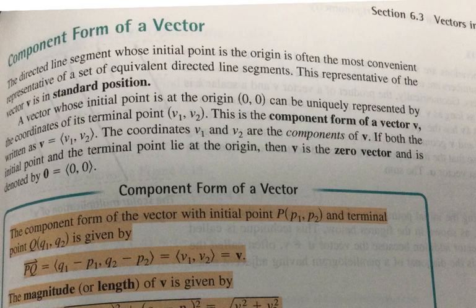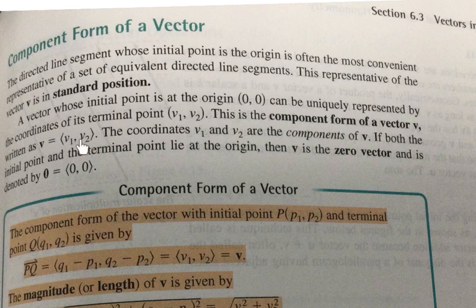It is often the most convenient representative of a set of equivalent directed line segments. So what they're saying is when one of your points is the origin, it makes our life easier. When we have one point start at the origin, we call this vector being in the standard position. A vector whose initial point is the origin can be uniquely represented by the coordinates of its terminal point, which would be at v1, v2. This is the component form of a vector v and is written as v equals.